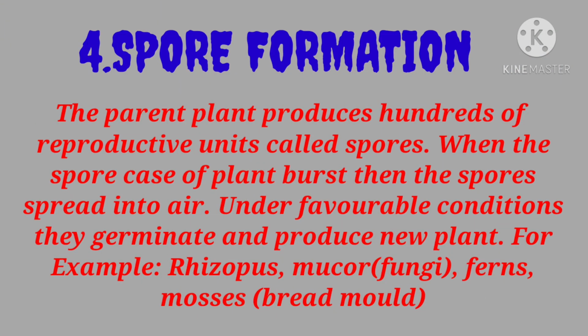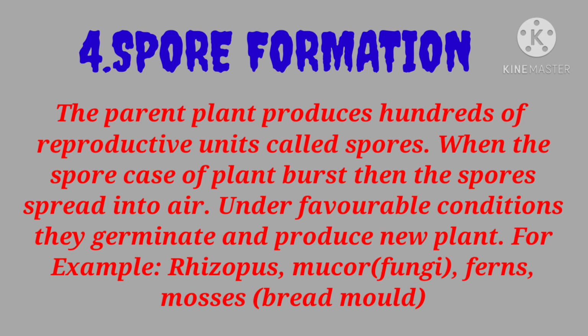Now the next method, that is spore formation. The parent plant produces hundreds of reproductive units called spores, and when the spore case of the plant bursts, the spores spread into the air. Under favorable conditions, they germinate and produce new plants. So the examples of spore formation are Rhizopus, Mucor, which are lower groups of plant fungi, and fern, mosses, etc.